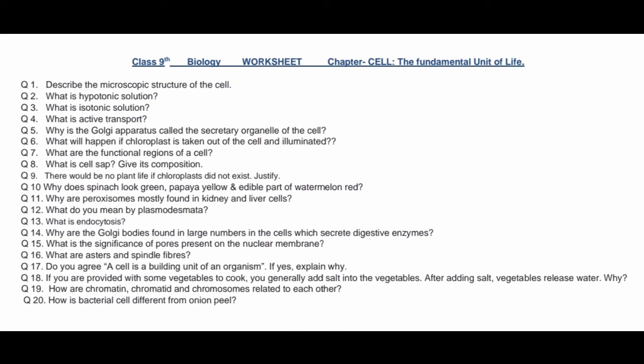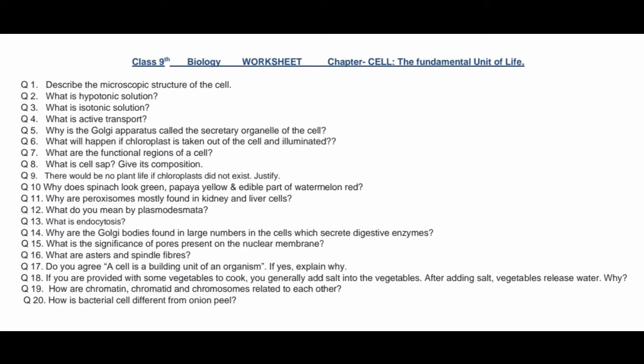Okay. Next question number 15. What is the significance of pores present on the nuclear membrane? These pores present on the nuclear membrane allow transport of water soluble molecules across the nuclear envelope. RNA and ribosomes move out of the nucleus, whereas carbohydrates, lipids and proteins move into the nucleus. So these help in transportation.